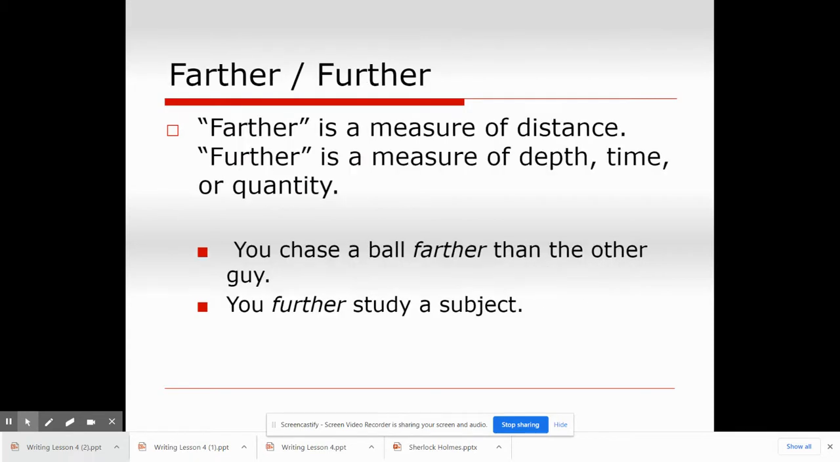Okay, farther versus further. Farther is a measure of distance. Further is a measure of depth, time, or quantity. You chase a ball farther than the other guy, distance. You further study a subject, depth.